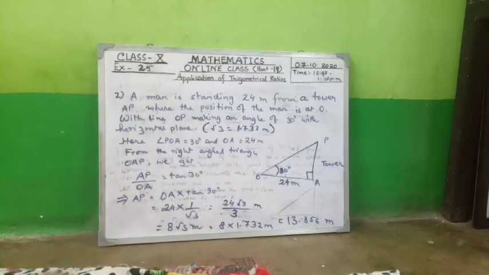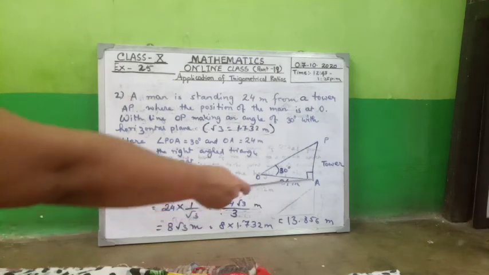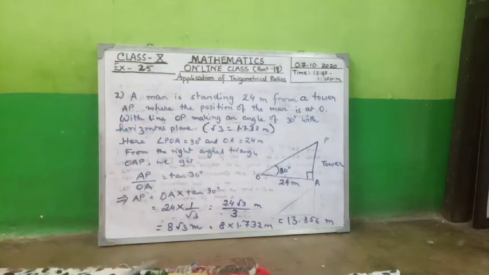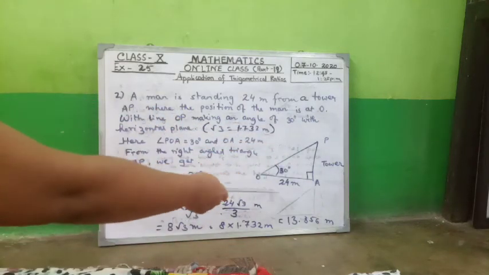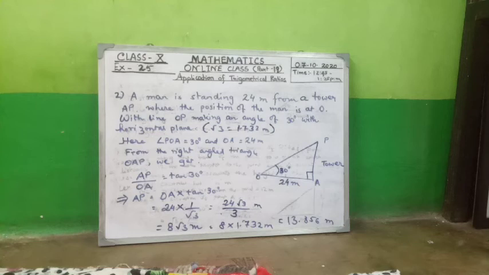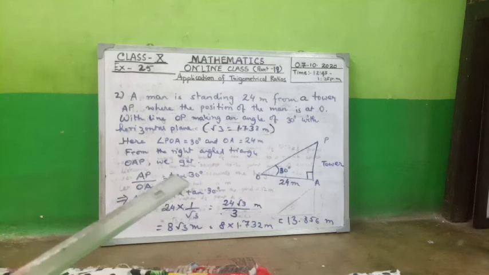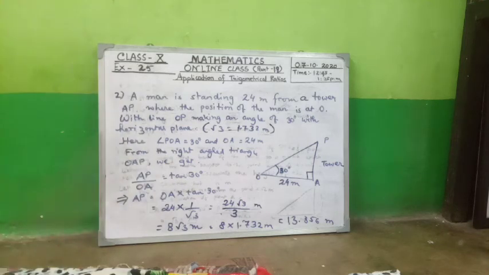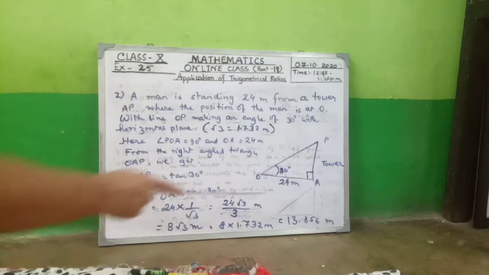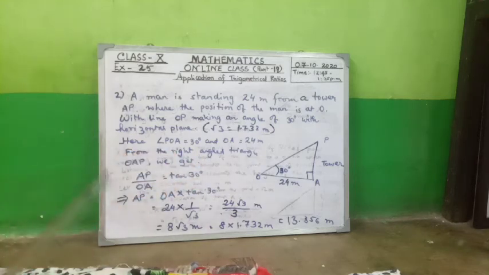It is forming a right angle triangle. Right angle triangle means this angle is 90 degree. And this theta is 30 degree. So perpendicular you have to find, base is given to you. What will you apply? In maximum cases we apply tan theta. So tan theta is perpendicular by base, AP by OA. So AP is equal to tan theta into OA. OA is given 24 and tan theta is 1 by root 3.